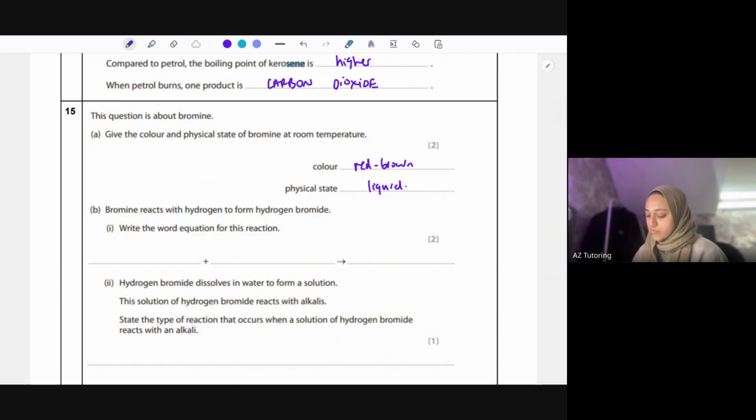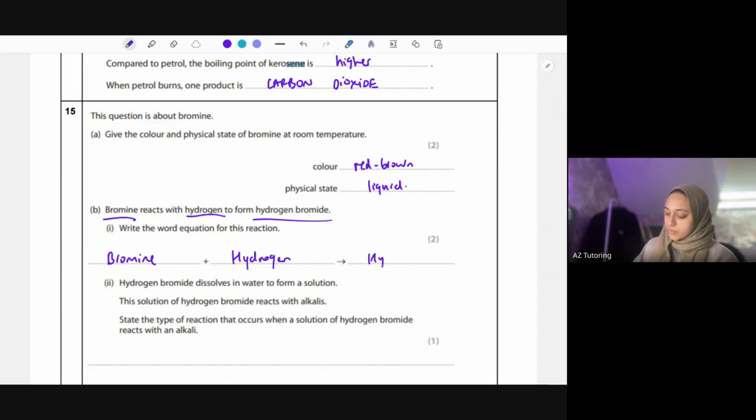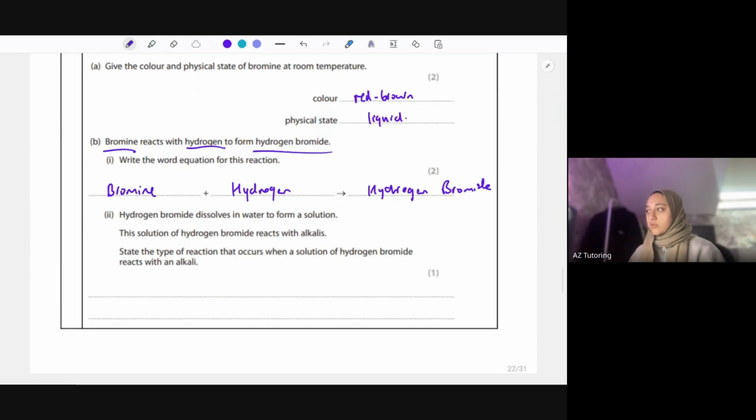Bromine reacts with hydrogen to form hydrogen bromide. Write a word equation. We're just writing what's given in the question. So bromine reacts with hydrogen to give hydrogen bromide. Nice and simple, 2 marker, just literally writing that down.